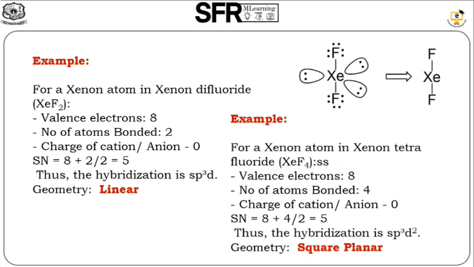One more example, xenon tetrafluoride. The valence electron count is 8. The number of bonded atoms is 4. The charge of the molecule is nil. So we use the steric number formula: number of valence electrons plus number of bonded atoms plus charge, divided by 2. So 8 plus 4, divided by 2, is equal to 6. The steric number is 6. The hybridization is sp3d2. According to VB theory, sp3d2 hybridization means the geometry is octahedral. But according to VSEPR theory, the geometry we get is square planar.